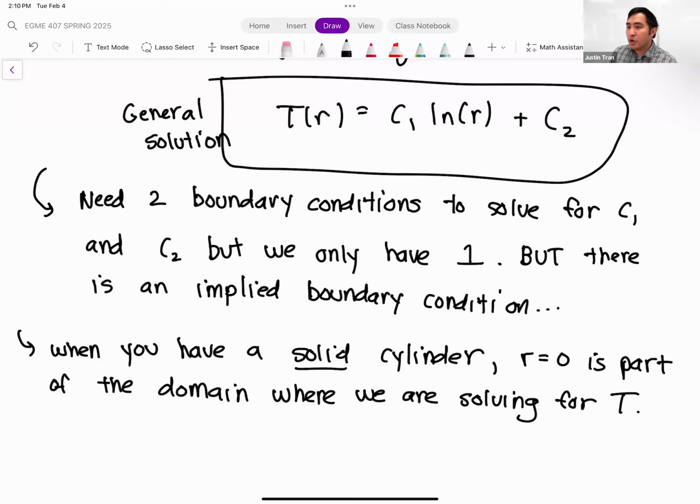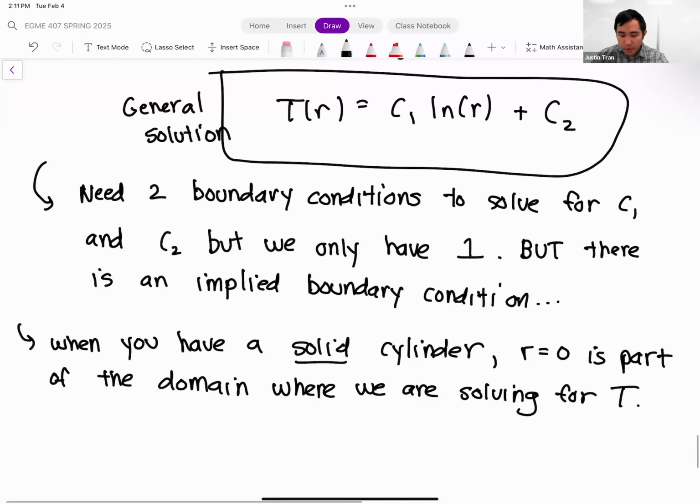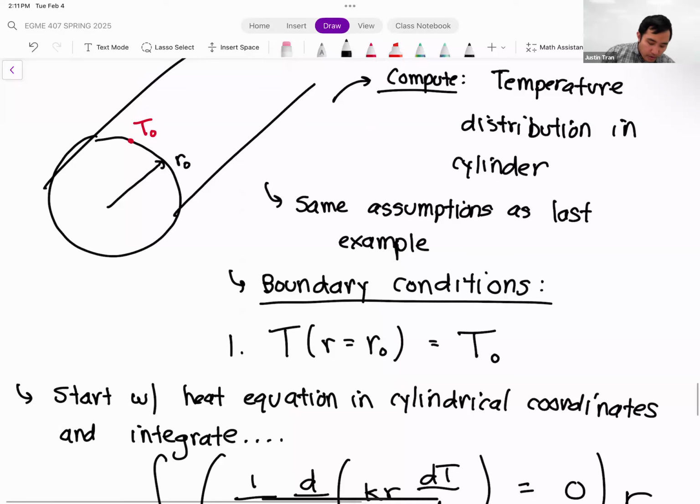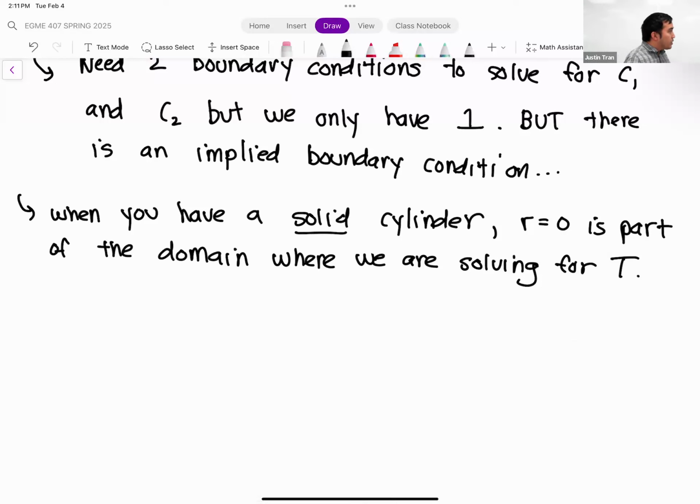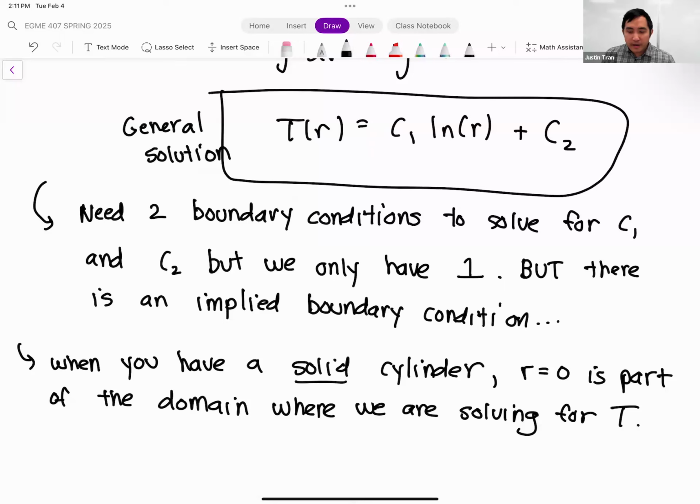That means we are interested in solving for the temperature all the way to the center of the cylinder. That wasn't necessarily true in the last example. In the last example, we were only interested in the temperature between the inner radius and the outer radius, so the minimum value for r was Ri and the maximum was Ro. For a solid cylinder, we're going to go all the way to the center. So we want to solve for the temperature at the middle right here. Mathematically, the way we say that is that r equals 0 is part of our domain.